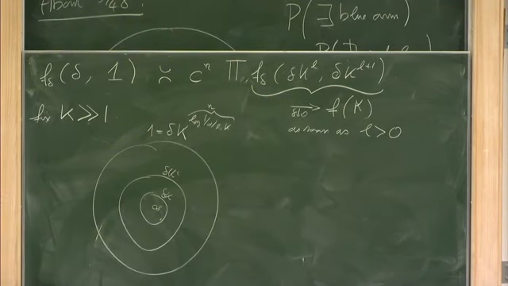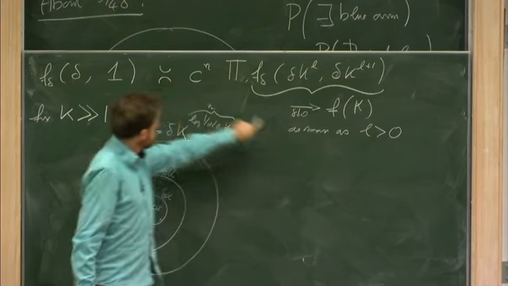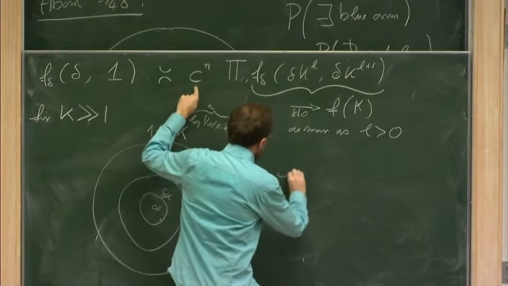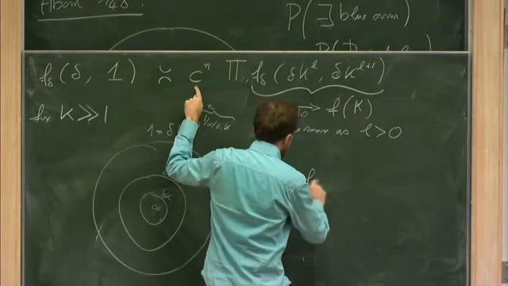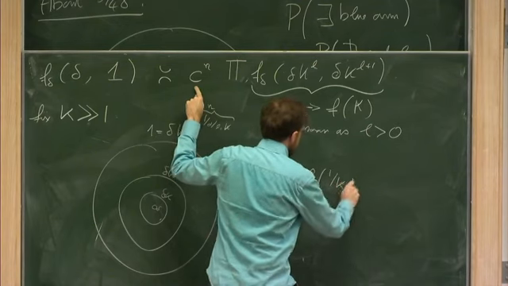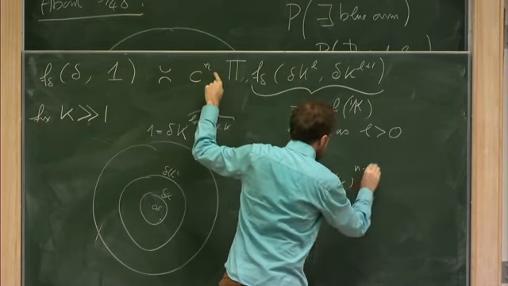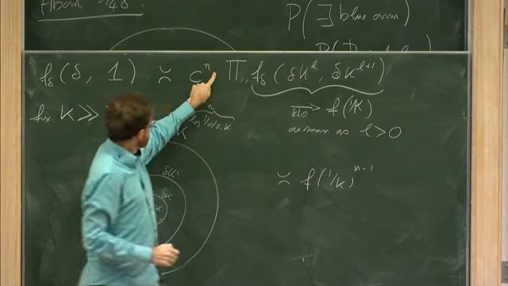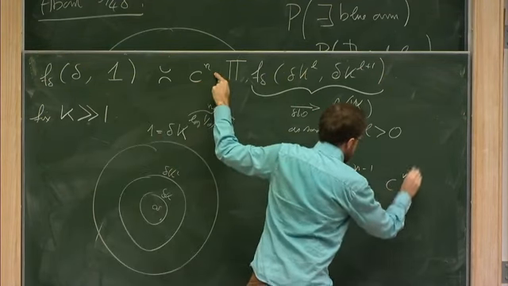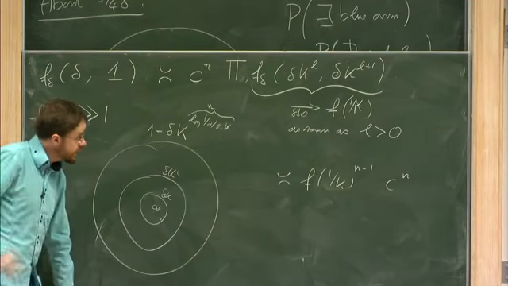Just the first term, when you want to go from the microscopic to k, this is where you don't have any information. So you plug in a constant, and what you get is that this is like f of 1 over k to the power n minus 1 times some constant to the power n. And this constant is universal.